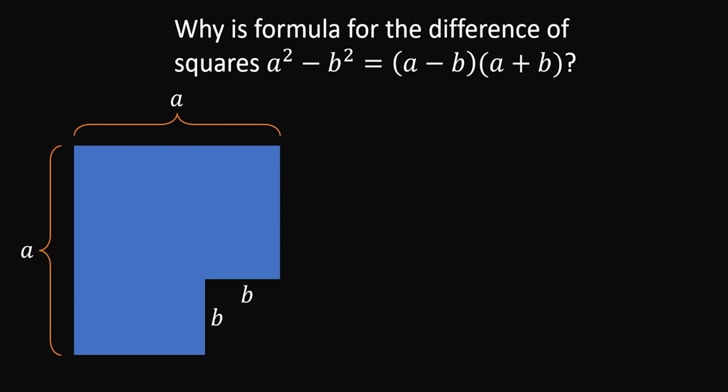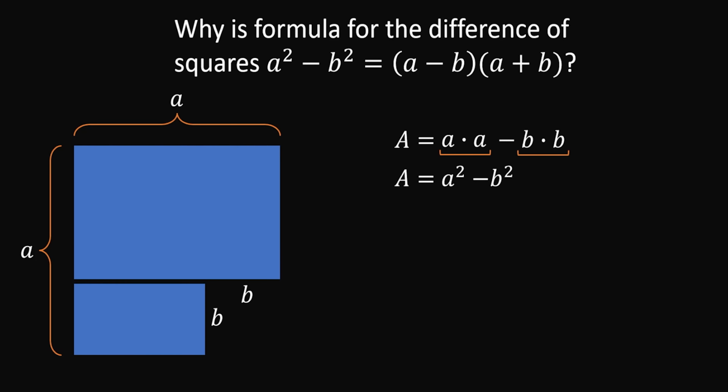Now let's try to calculate the area of this blue surface. We can say that the area of the surface is equal to the area of our big square, which is a times a, minus the area of the smaller square, which is b times b. So we get the area that equals a times a, that is a squared, minus b times b, that is b squared.